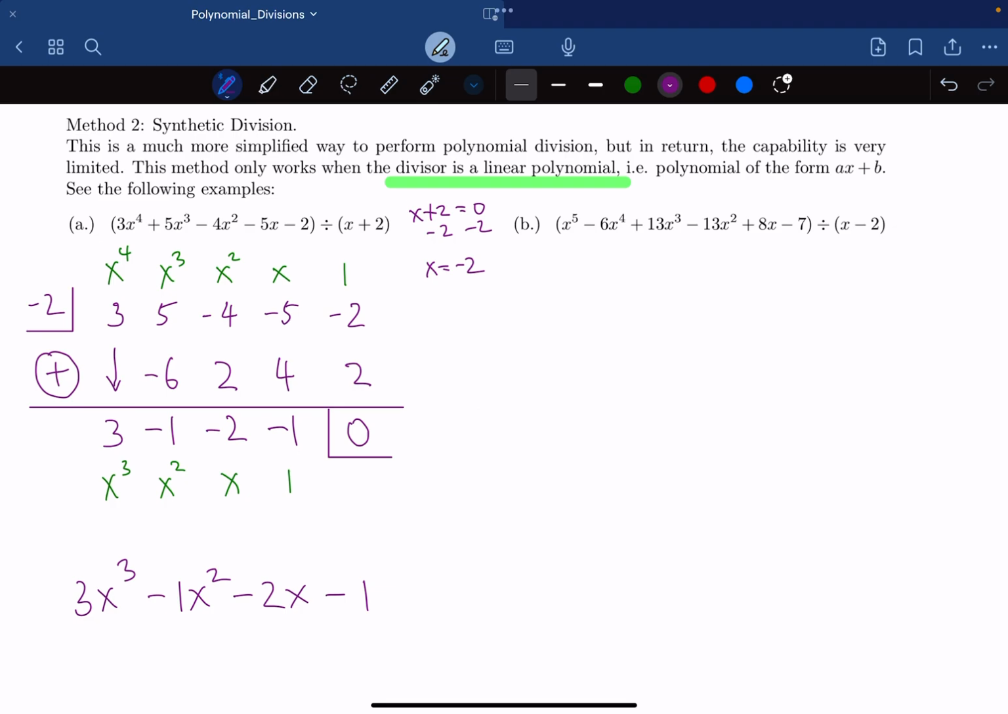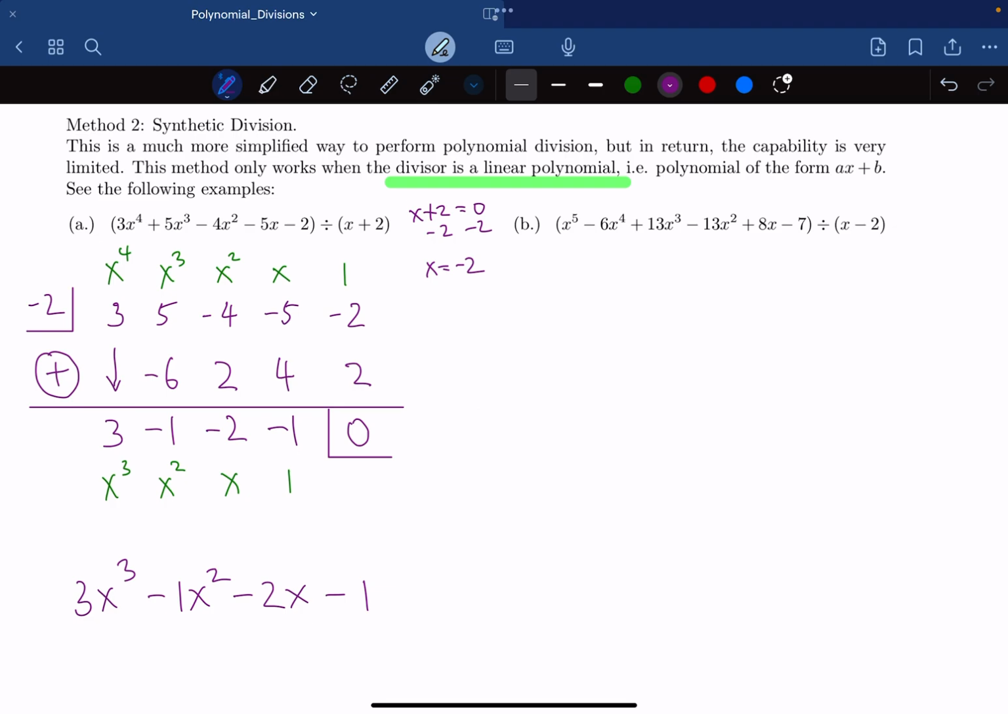As we can see, it's very, very easy in terms of the actual division. It's very short to write down. It's just more efficient overall. The only drawback, of course, is that it only works with a linear divisor.